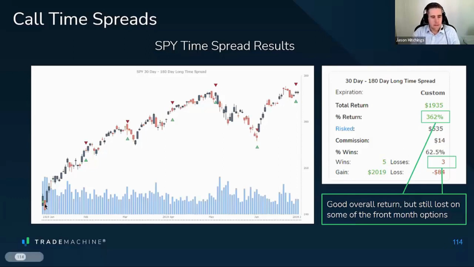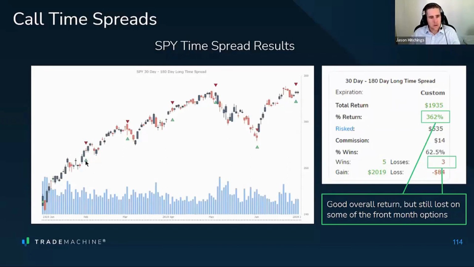Right here, when we're opening the position, we're buying the 180-day call with a 30-ish delta, and we are selling a 30-day option with like a 20 delta. That's a pretty big run up right there. The SPY is going from 245 maybe up to 270 within 30 days. So that 20 delta option might have actually ended up in the money. So that might be one of our losers right there.